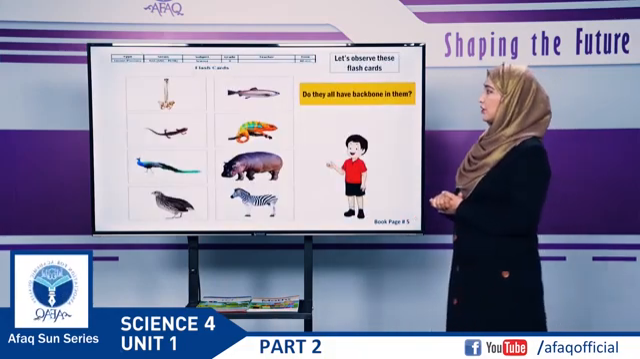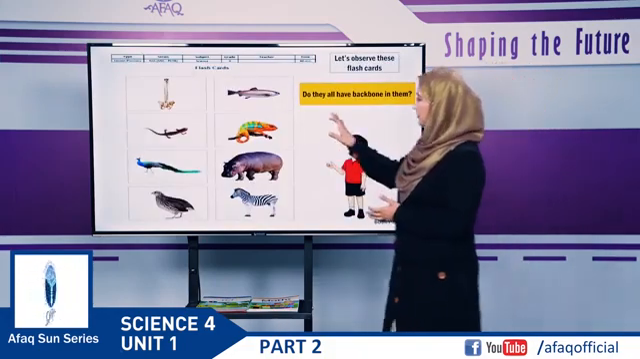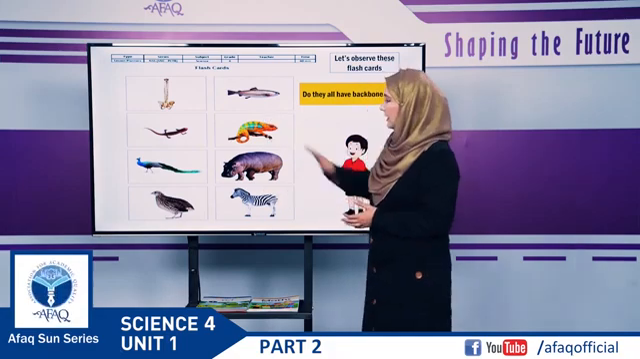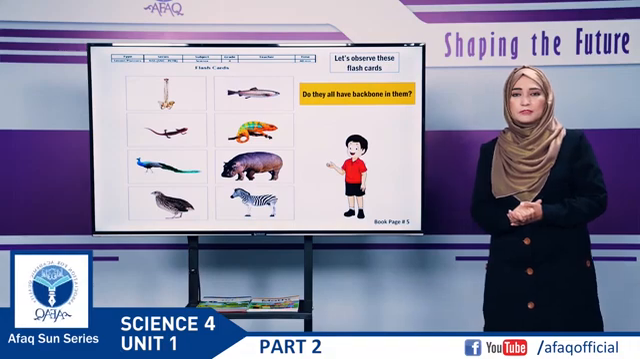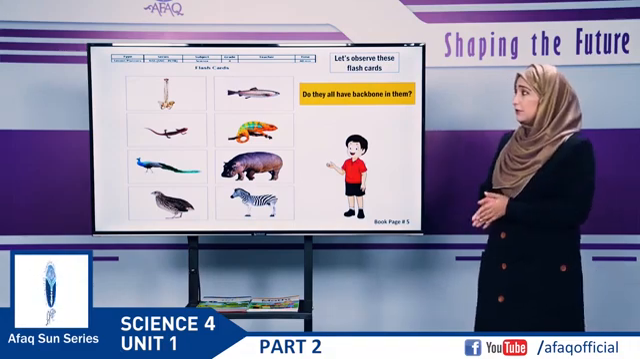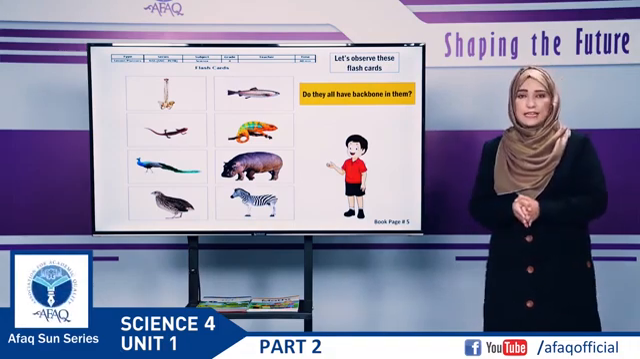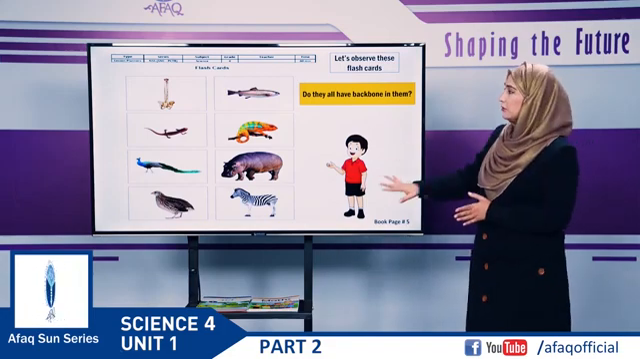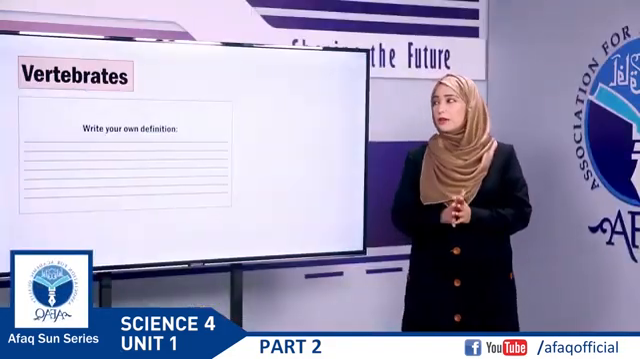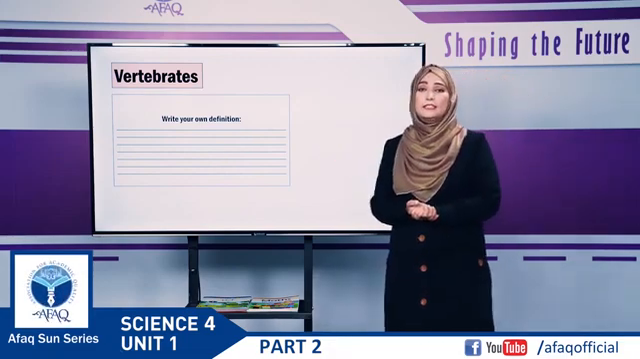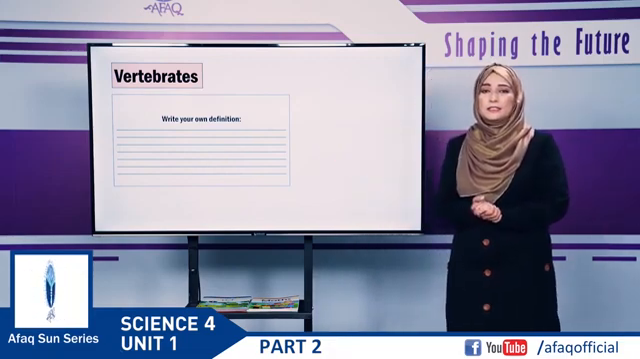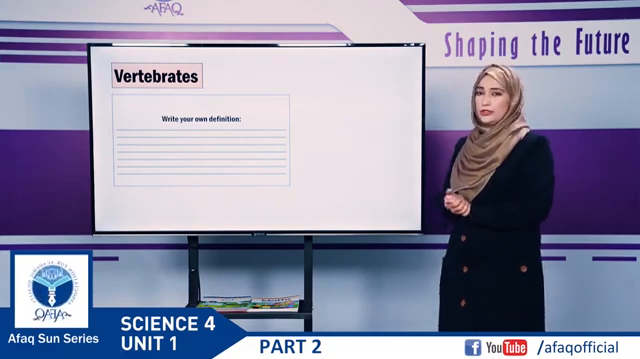Now look at these flashcards. You can see the pictures of different animals in these flashcards. Do they all have backbones? Okay, tell me, do they have backbones? Yes, they all have backbones. Okay, now what you have to do is write your own definition of vertebrates in your notebooks. Just pause the video and write the definition.